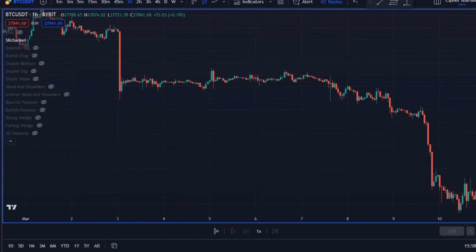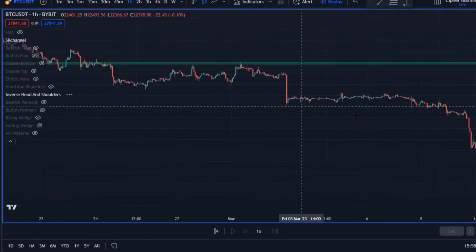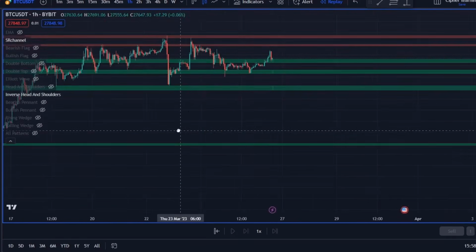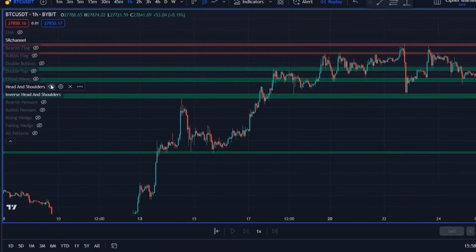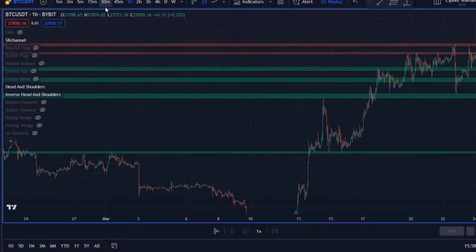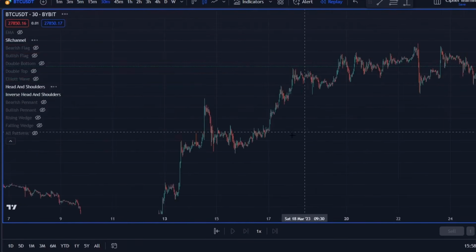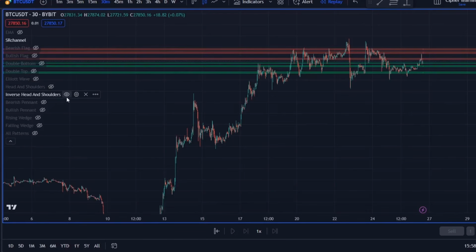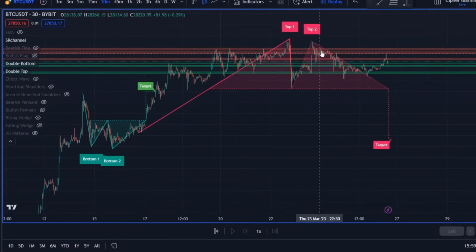We have so many patterns like inverse head and shoulders, head and shoulders. You always have to look at what it's indicating, maybe on different time frames. Here it's not showing anything. Let's take a quick look at the 30-minute chart. No, it's not showing any of those here either at the moment, but it really does detect a lot of double tops. Double bottoms play out very often.